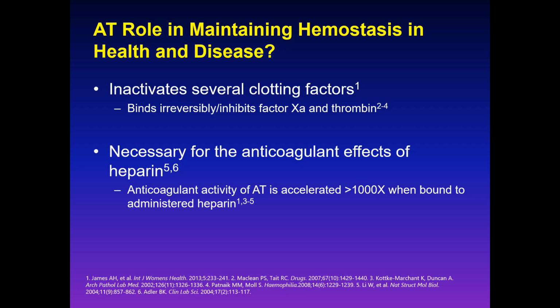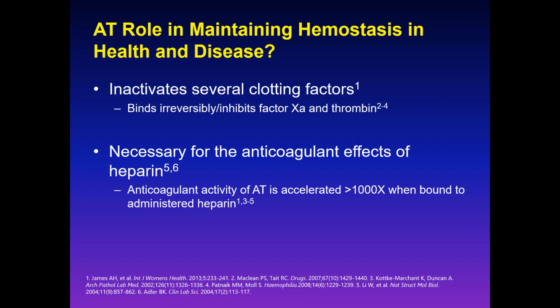Okay, and on to a little bit about antithrombin and what it does in the body. As you probably already know, antithrombin, as its name suggests, is an inactivator. It's a neutralizer of activity of not only thrombin, but other serine protease clotting factors, including factor 10A, and some others earlier on in the coagulation cascade. And it's also necessary for the anticoagulant effects of heparin. I'll come back to this concept a couple of times.